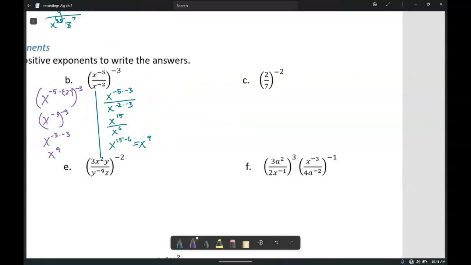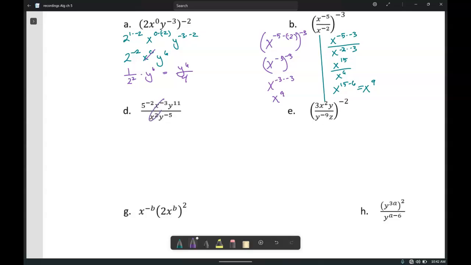A little trick that we can do when we have the negative exponents is remember that the negative exponent makes it the reciprocal. Well, the reciprocal of 2/7 is 7 over 2. So we can apply the negative exponent rule to go ahead and get rid of that reciprocal, and then our power rule, 7 squared over 2 squared is 49 over 4.